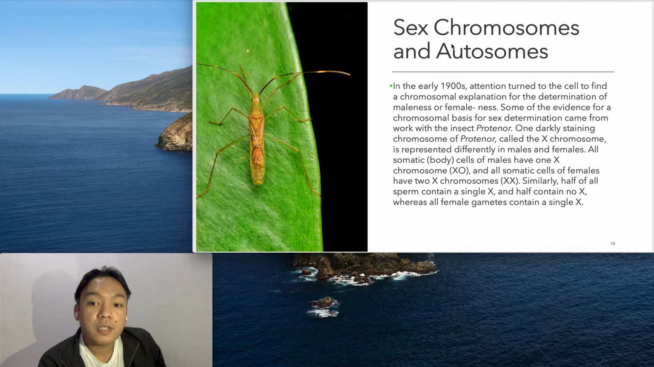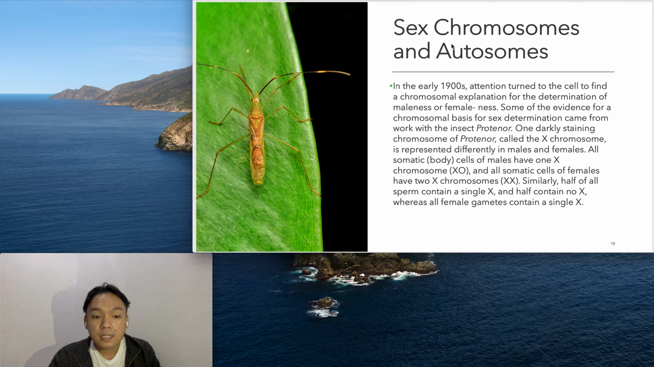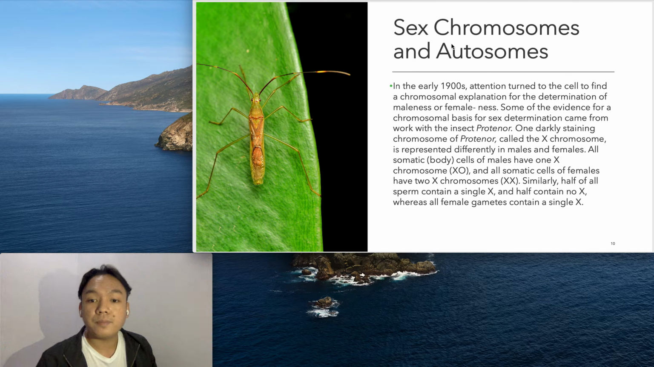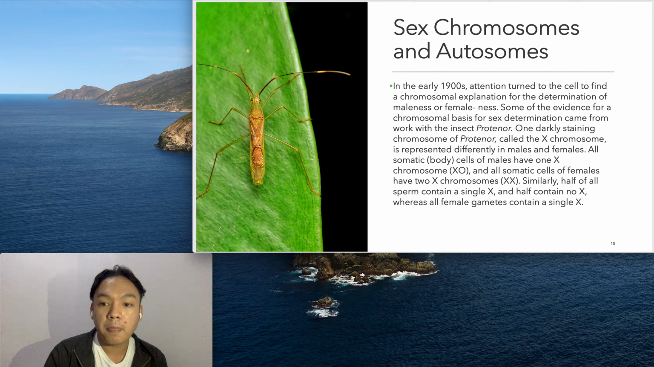In order for us to discover this, in the early 1900s, attention turned to the cell to find a chromosomal explanation for the determination of the maleness or the femaleness of an organism. Some of the evidence for a chromosomal basis for sex determination comes from the insect Protenor. This is the insect Protenor.